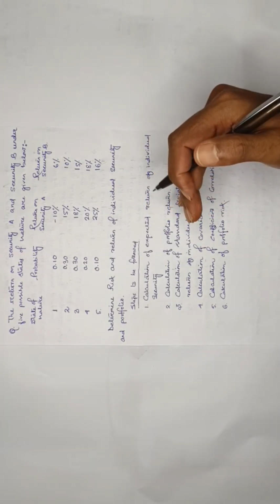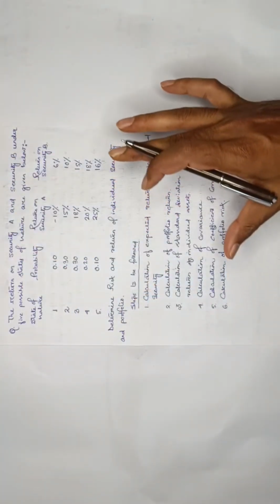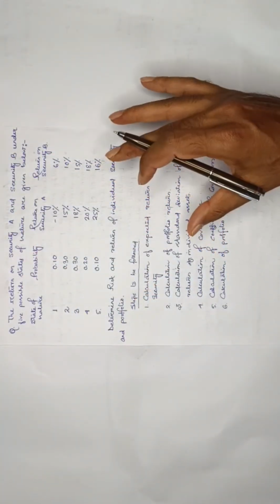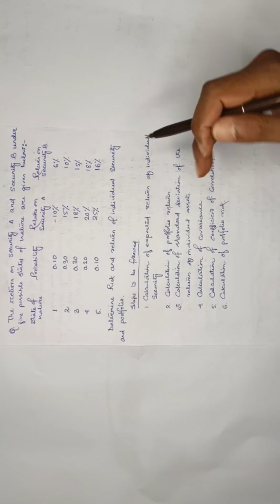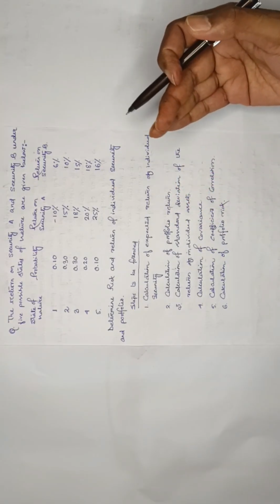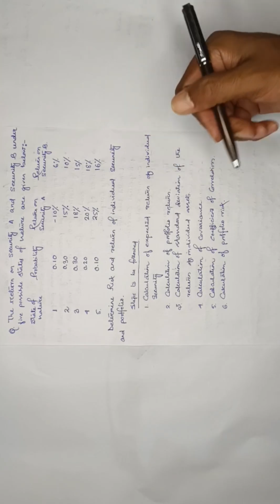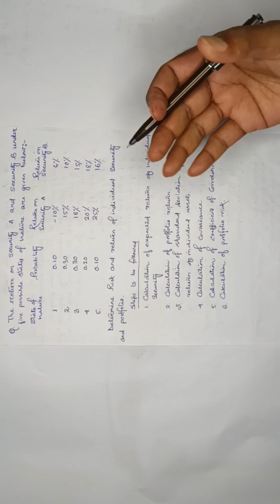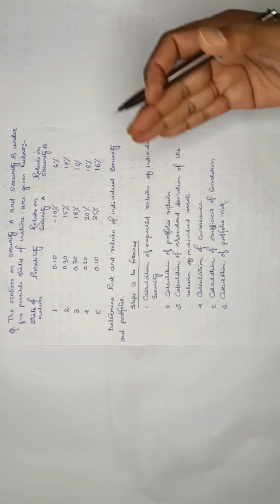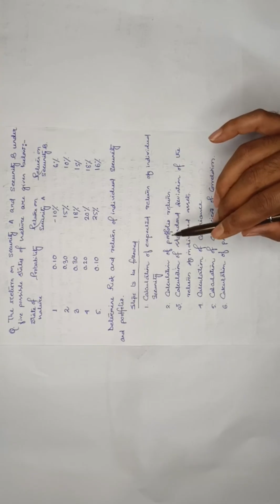Now, what are the different steps that you will consider while solving this type of question, particularly when two assets are given? I have written some steps that you can follow, or otherwise you can follow any other method, but if you follow this method, it will be easy for you to calculate the risk and return of individual security as well as portfolio. So what are the different steps to be followed?